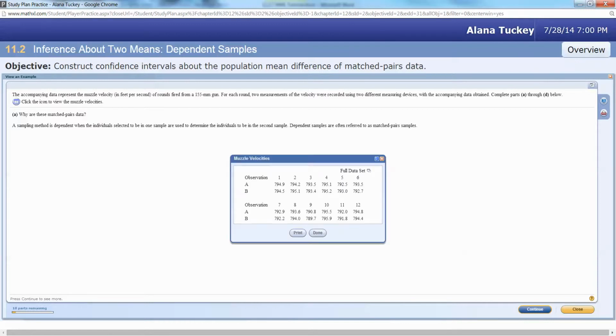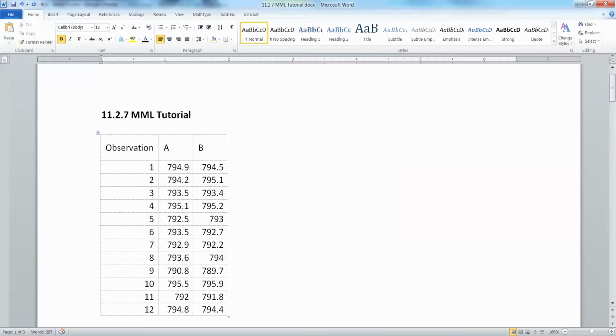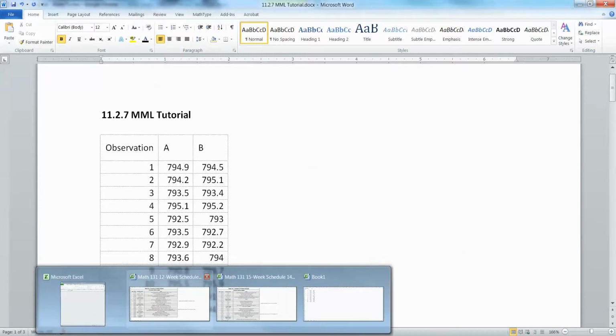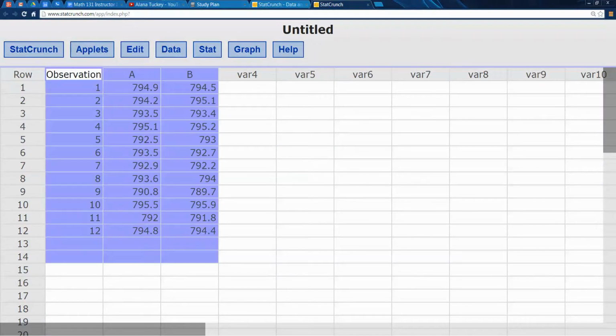So I'm going to copy this to the clipboard, and then I pasted it into my Word document, or you could paste it into Excel, or if you like, you could paste it into StatCrunch. You're going to need StatCrunch eventually, so right there will work as well.